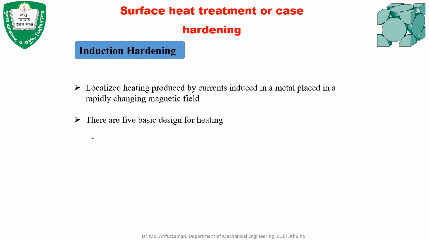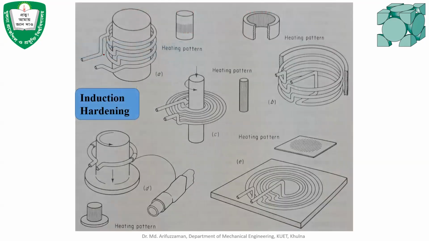Okay. So the next one is induction hardening. The induction heating method can be used to obtain a hardened surface, with localized heating produced by currents induced in a metal placed in a rapidly changing magnetic field. And there are five basic designs for induction heating. Various different methods can be used.